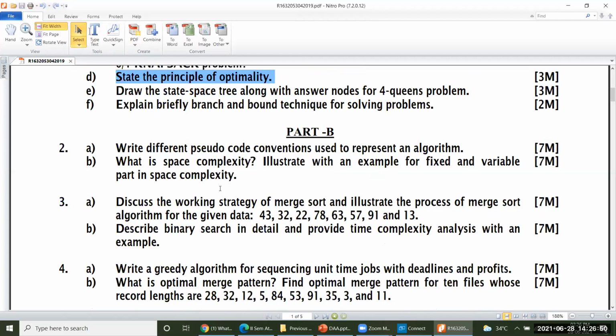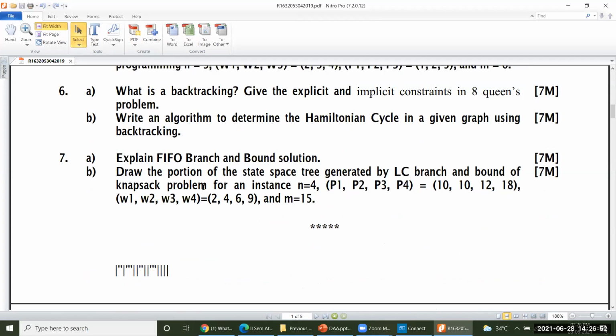Somehow, I'd like to see this one here. You can see FIFO branch and bound. You can observe this one, branch and bound. FIFO కి సంబంధించి ఎక్స్ప్లెయిన్ చేయమన్నాడు. డ్రా ది పోర్షన్ ఆఫ్ స్టేట్ స్పేస్ ట్రీ ఆఫ్ ఎల్సి బ్రాంచ్ అండ్ బౌండ్ ఫర్ ది knapsack instance which was given something like this.